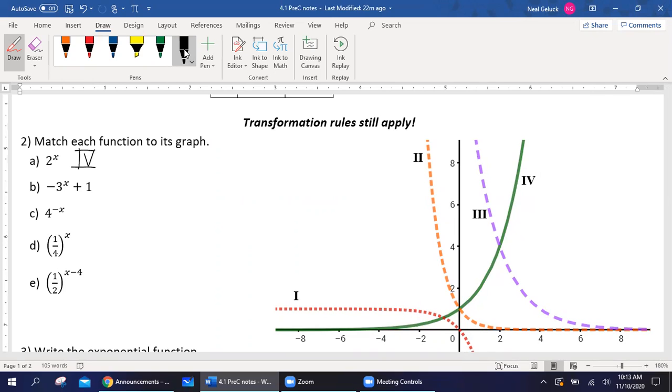For letter B, we've got 3 to the x, so think of that as our parent, but now it has a negative out in front. That's going to reflect it over the x-axis, just like it's always done. So that's going to reflect it, and then +1 is going to shift it up 1. So if I imagine taking the parent graph, flipping it over the x-axis, but then pushing it up 1, this would look like graph 1, the red one.